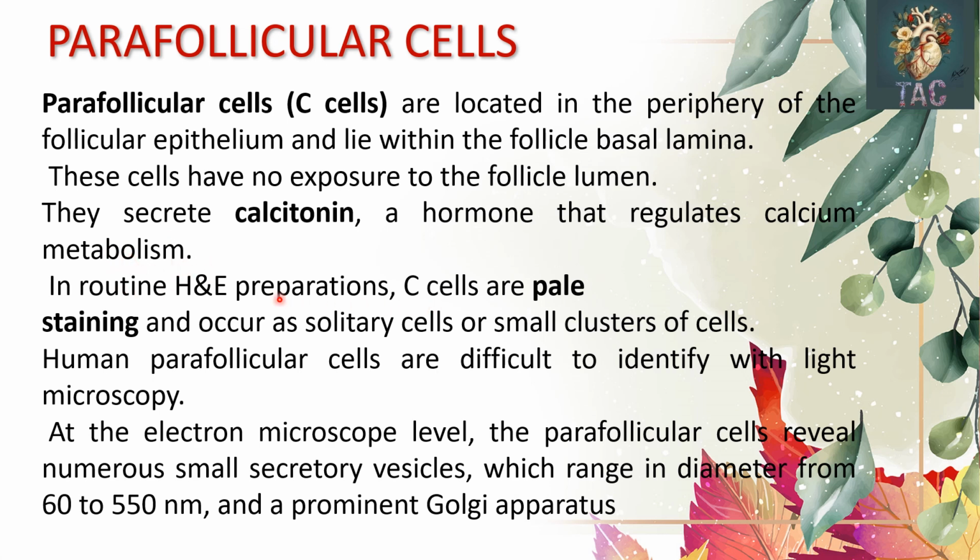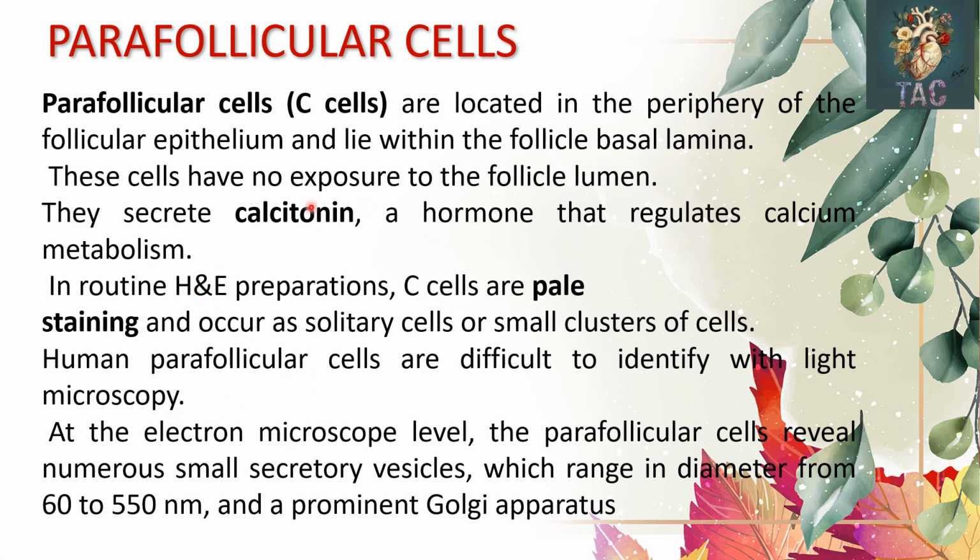These cells, on routine H&E stains, also called the C cells, are pale staining and occur as either solitary cells or small clusters of these cells. So human parafollicular cells are difficult to identify with light microscopy.